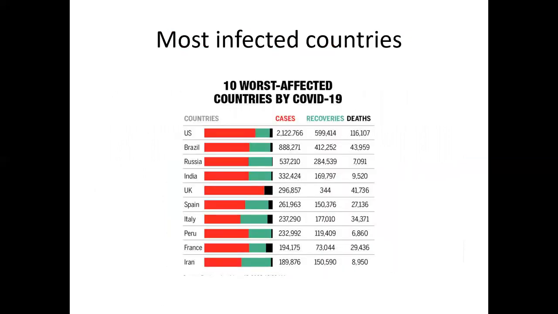In this figure, we can see the 10 worst affected countries by COVID-19, which are United States, Brazil, Russia, India, UK, Spain, Italy, Peru, France, Iran. We can see the number of cases, recoveries, and deaths as well.